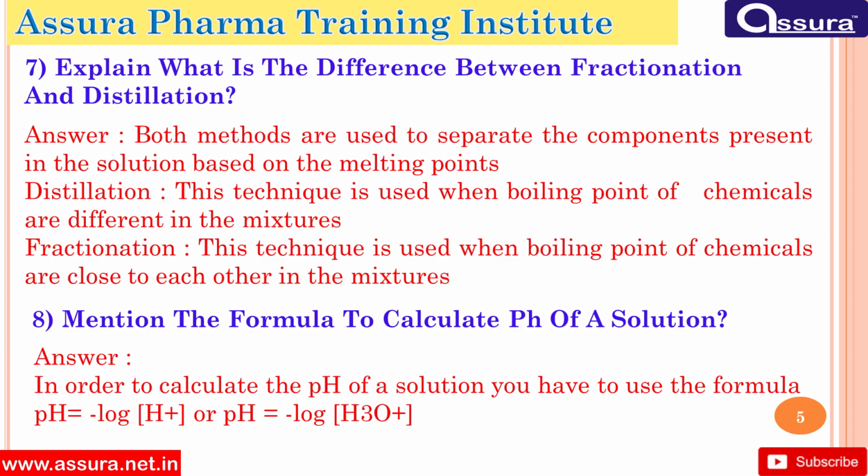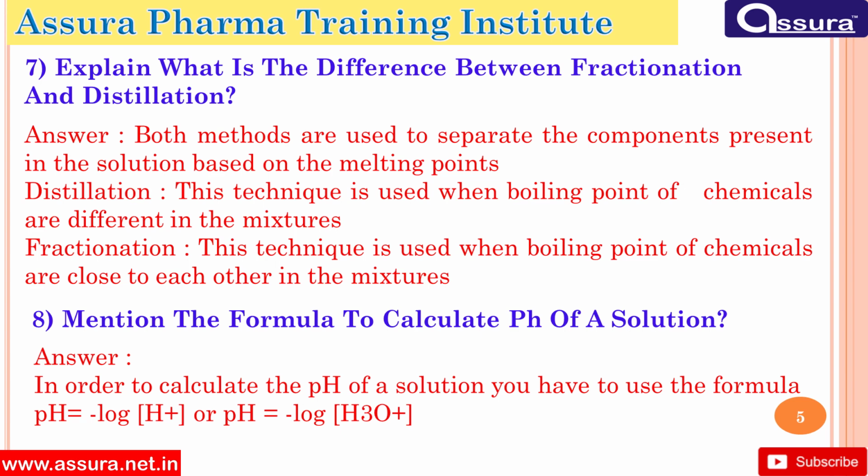Explain what is the difference between fractionation and distillation. Both methods are used to separate the components present in a solution based on the boiling points. Distillation: this technique is used when the boiling points of chemicals are different in the mixture. Fractionation: this technique is used when the boiling points of chemicals are close to each other in the mixture.